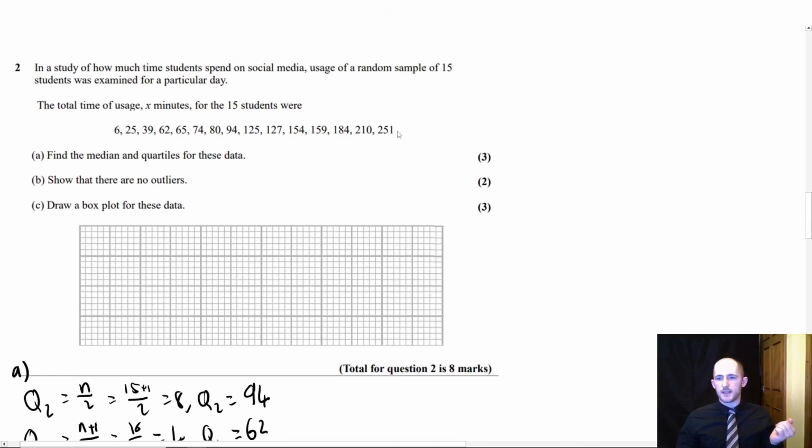Lowest value is 6, highest value is 251. That's a pretty big range. We have 1, 2, 3, 4, 5, 6, 7, 8, 9, 10, 11, 12. So we probably need to go up in like 20s. But even then we're not going to have much space, so maybe 30s or something like that. Because if we went up in 20s, that wouldn't be enough, would it? Unless we started... No, we can't start on 20. What am I talking about? 0, 20, 40, 60, 80, 100, 120, 140, 160, 180, 200, 220, 240, yeah. So we have to go up in 30s, which is a bit of a pain.